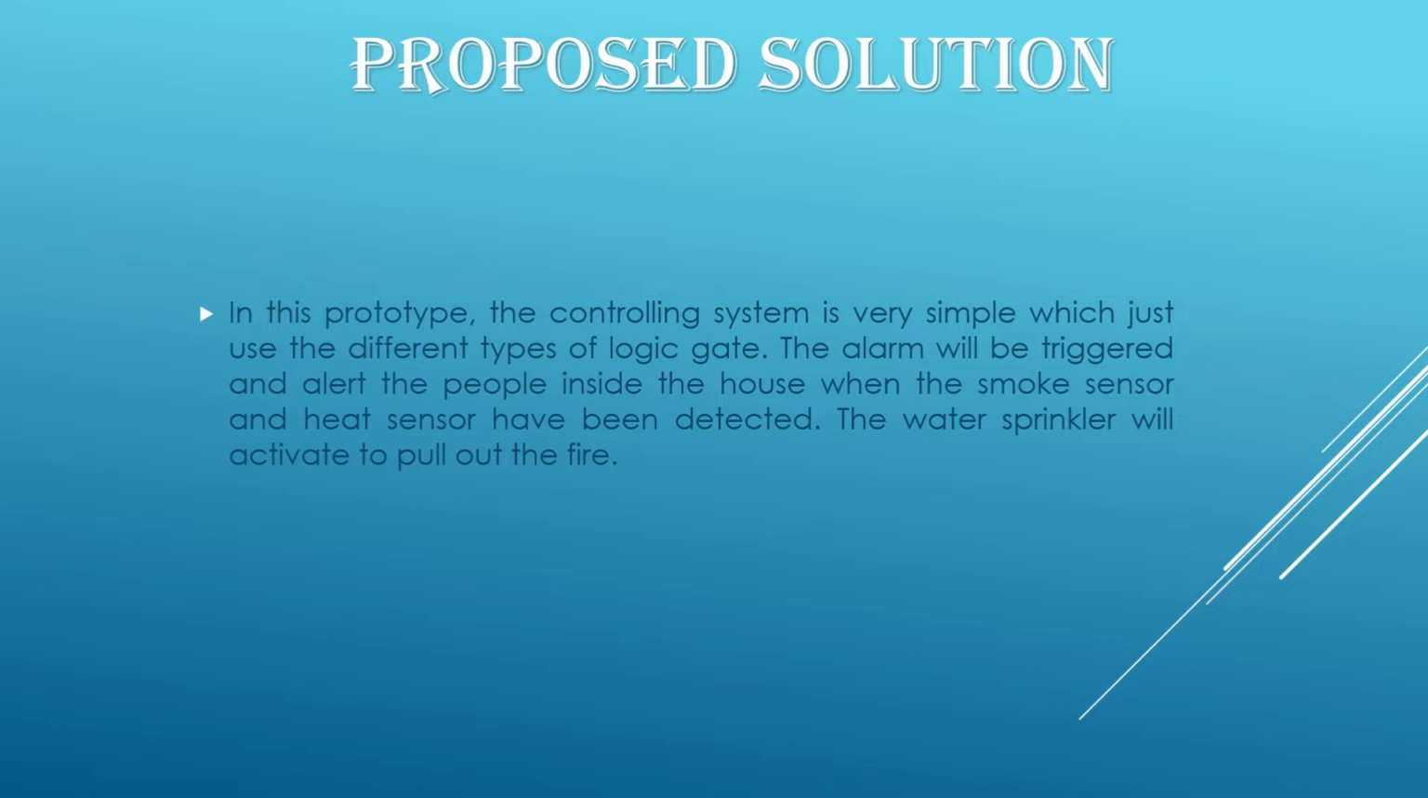So let's go to the proposed solution. In this project, the controlling system of the prototype is very simple. We just use different types of logic gates, and the alarm will be triggered to alert the people inside the house when the smoke sensor and the heat sensor both detect smoke and fire. Then the water sprinkler will be activated to put off the fire.